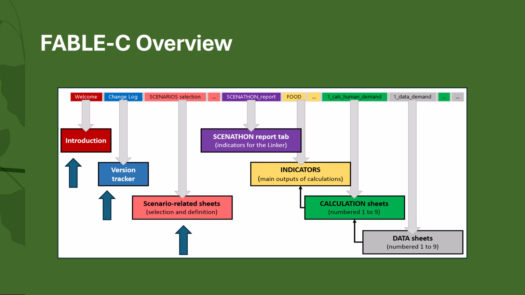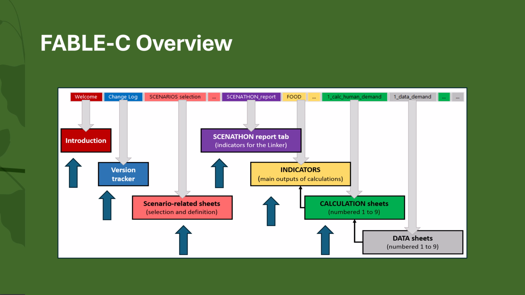Then in light red, we have the scenarios section, where you can select, create, and combine different scenarios to design a pathway. In purple, we have the Senathon report tab, where the final results are presented at both product and aggregate level. In yellow, we have the main outputs and indicators sections, which include tables and plots that help interpret results.